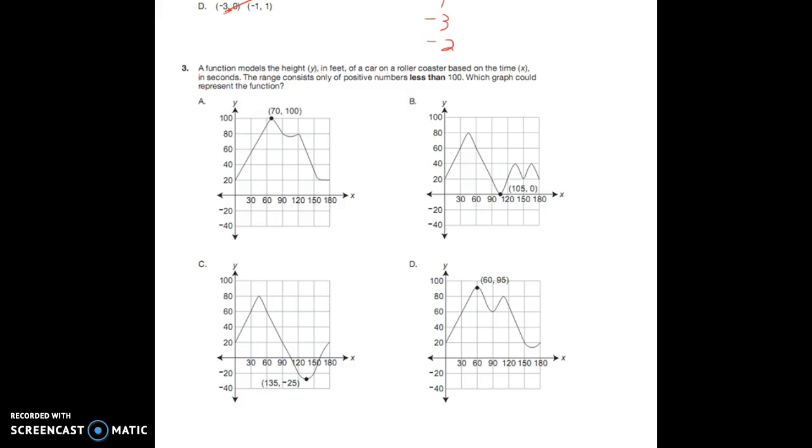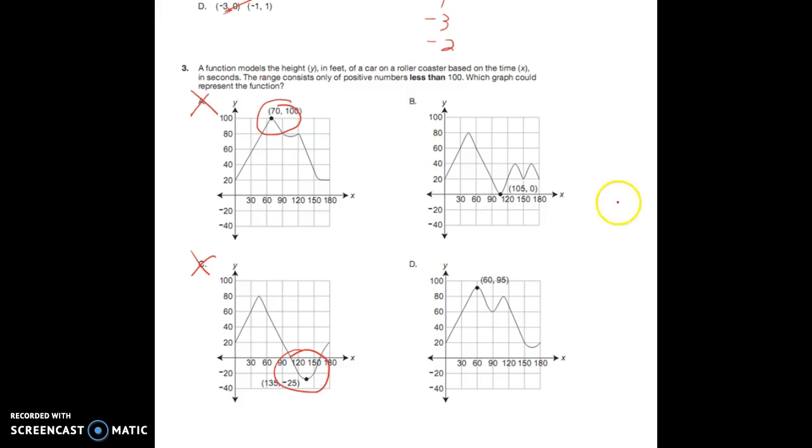Only positive numbers. Well, if I look at number C, letter C here, this piece dips into the y negatives. So that one definitely makes no sense. So C is eliminated. Okay? Then it says height in feet of a car based on time x. Let's see. So less than 100. So if I look at A, this equals 100. So A also is excluded.